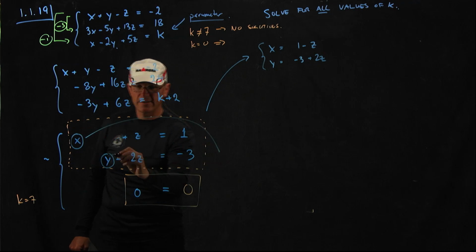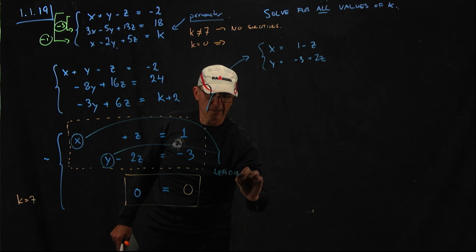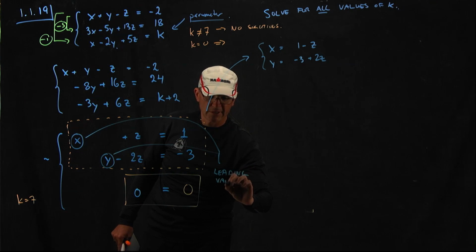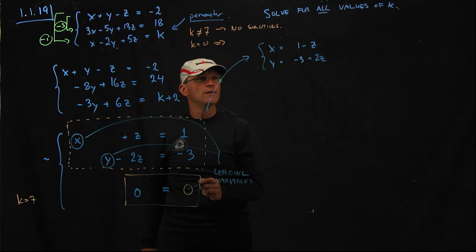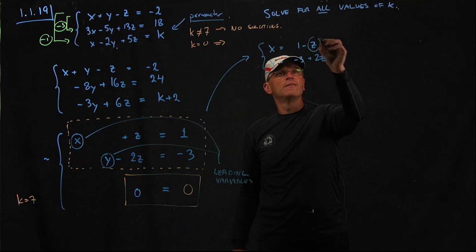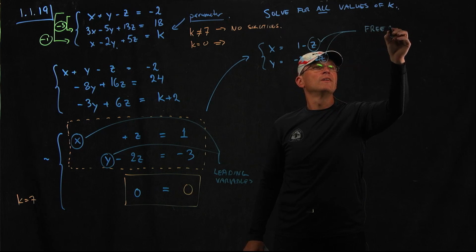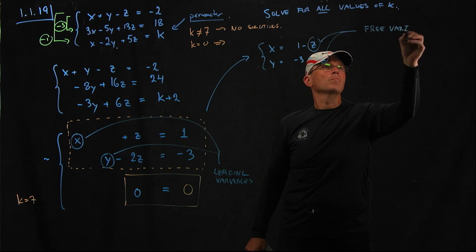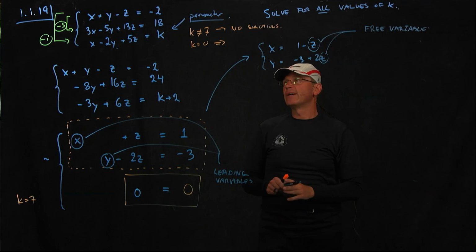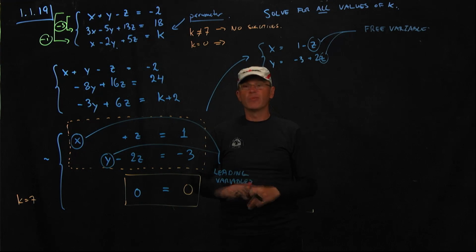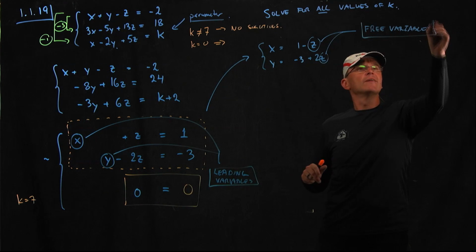So these two here are leading variables. And z, that we moved over here, is what we call a free variable. And we're going to talk more about this in lecture and going forward, but I just want to toss in the terminology right away, because why not?